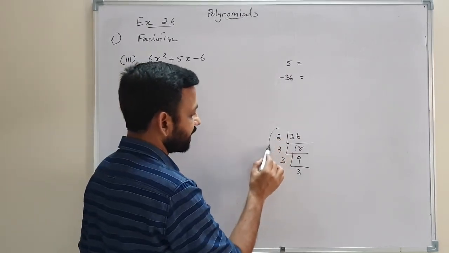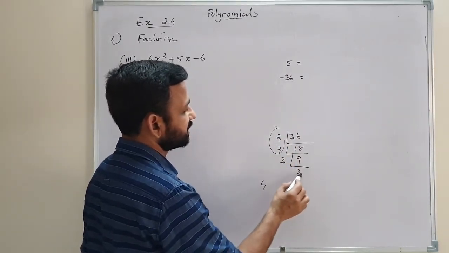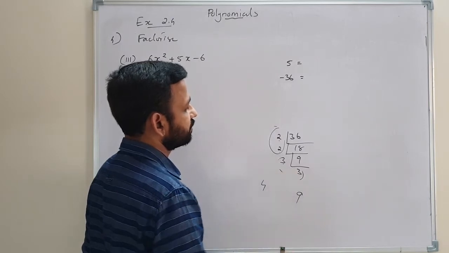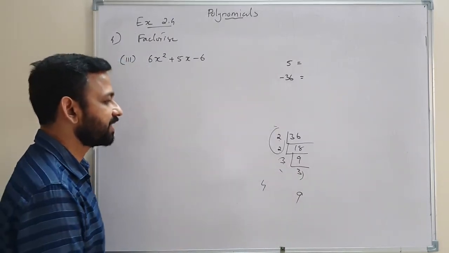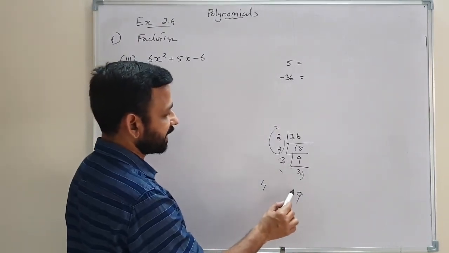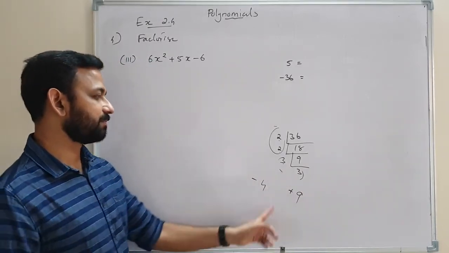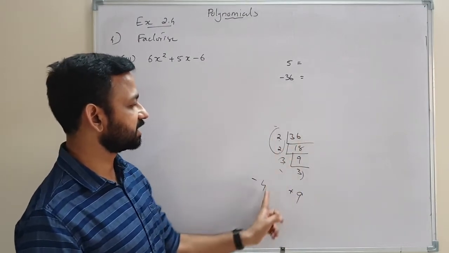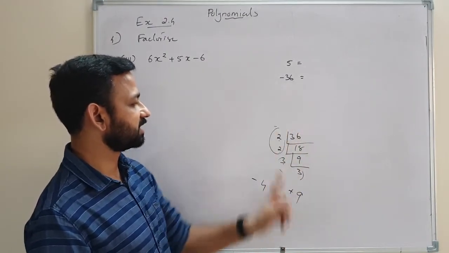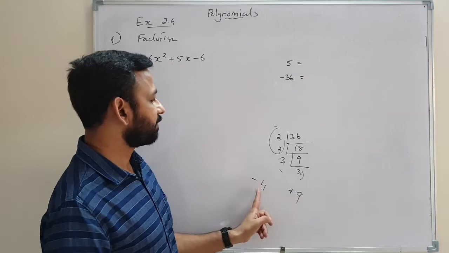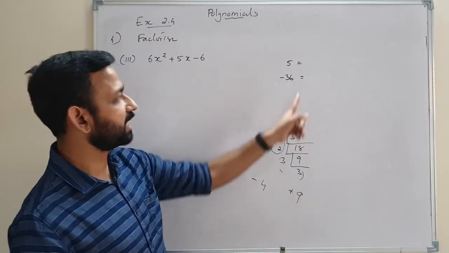Then if you take 2 into 2, 4, and 3 into 3, 9, and here you take plus 9 and minus 4, the product will be minus 36, 4 into 9. And their sum will be minus 4 plus 9, that is 5.